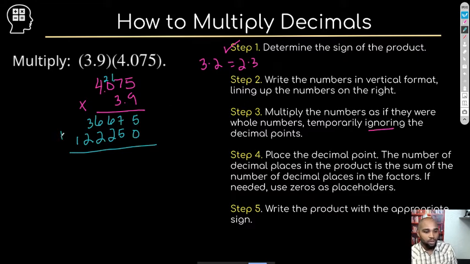All right, so now we add up everything, right? We're still ignoring our decimal. That gives us 9, 8, 5, and 1. So we multiply the numbers as if they were whole numbers, temporarily ignoring the decimal. Now we did that one. We did step 3. Step 4, place the decimal point. The number of decimal places in the product is the sum of the number of decimal places in the factors. If needed, use zeros as placeholders.